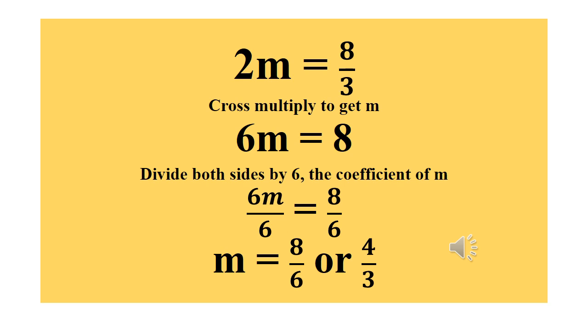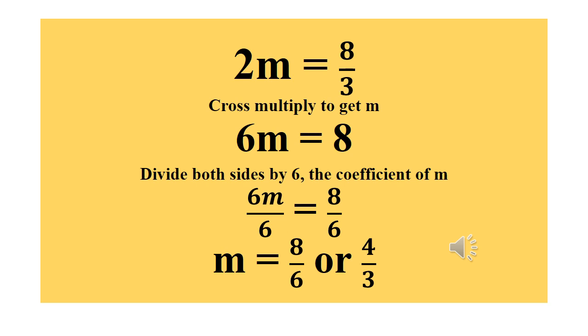So we then have 2m equals 8 over 3. If we cross multiply to get our m, we have 2m multiplying 3, because 2m is the same thing as 2m over 1. So the numerator at the left side of the equal sign, we multiply the denominator at the right side of the equal sign, while the numerator at the right side of the equal sign, we multiply the denominator at the left side of the equal sign.